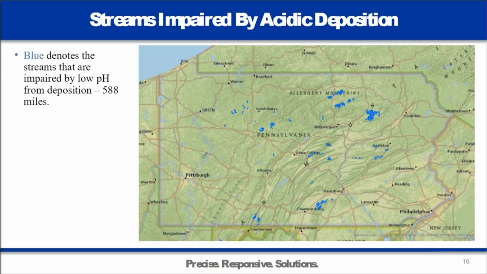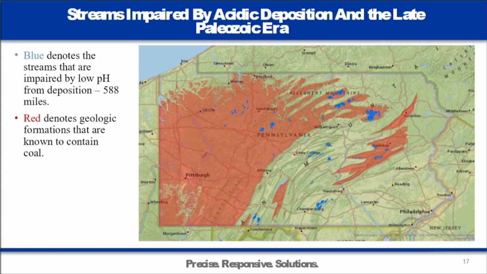So I overlaid the 319 impairment of streams from straight acidic deposition onto the state. And we can kind of see it pretty much covers the coal regions, right? We get the anthracite region. We get a little bit up here in this northeastern area that doesn't have as much coal, but then the bituminous region, we get that. So I looked at, there's something that's putting all these streams together. Why are they together? And if I look at the late Paleozoic era rock, the surface rock within the state, we see that we get a really good overlap there.